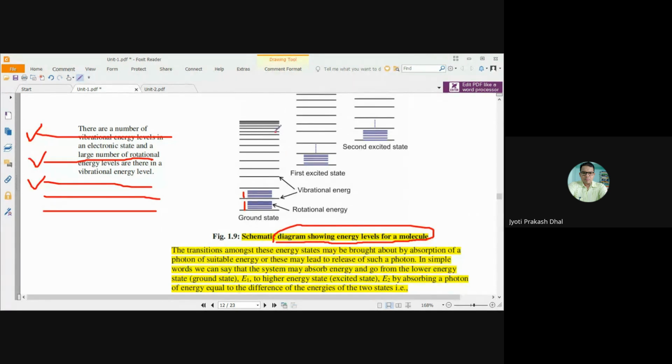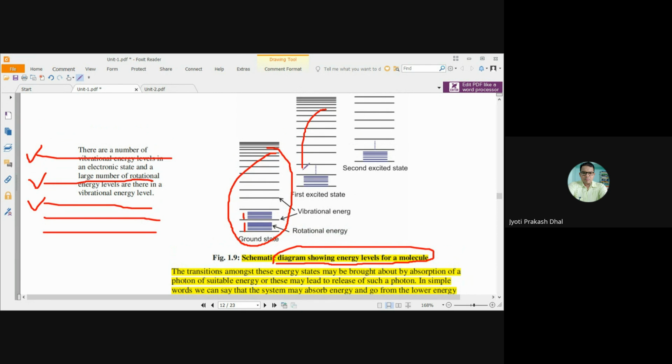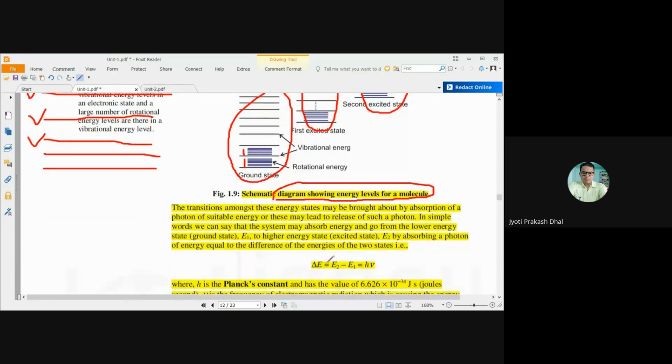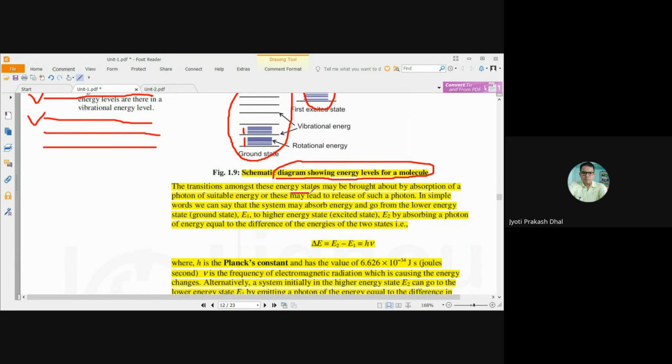So for the ground state there will be rotational and vibrational energy levels. For the first excited state there will also be rotational and vibrational energy levels. Similarly, for the second excited state there will be rotational and vibrational energy levels. Hence, the schematic diagram showing the different energy levels of a molecule is quite complicated compared to that of an isolated gaseous atom, which shows single discrete energy levels. The transition between these energy states may be brought about by the absorption of a photon of suitable energy.